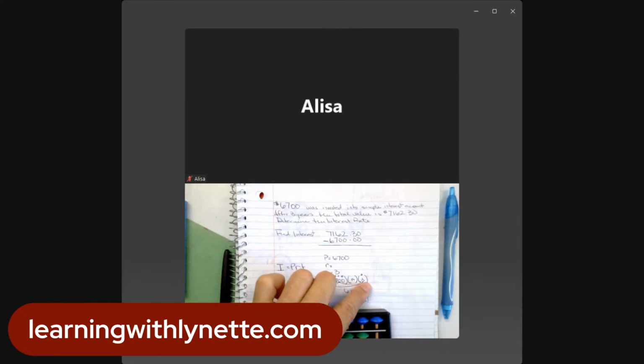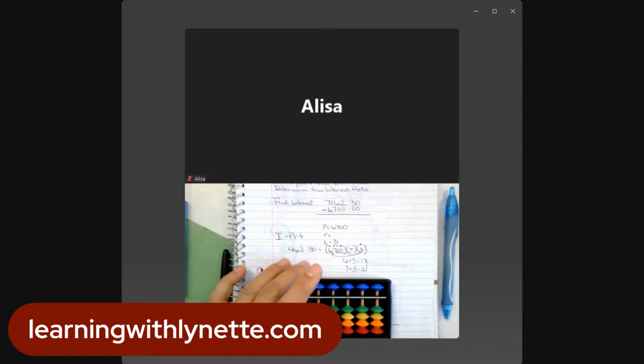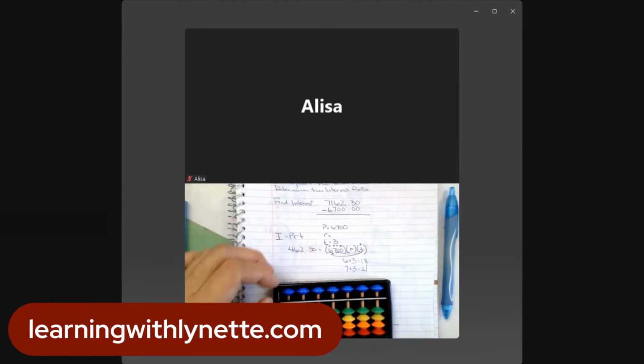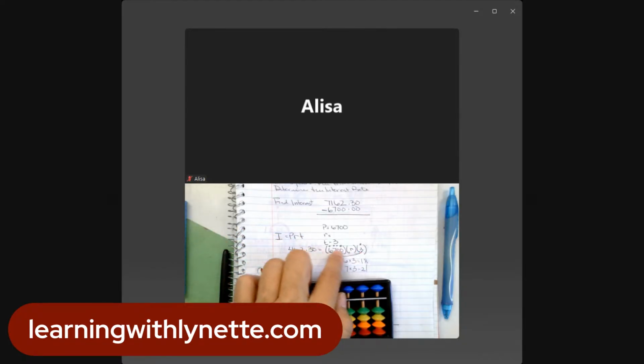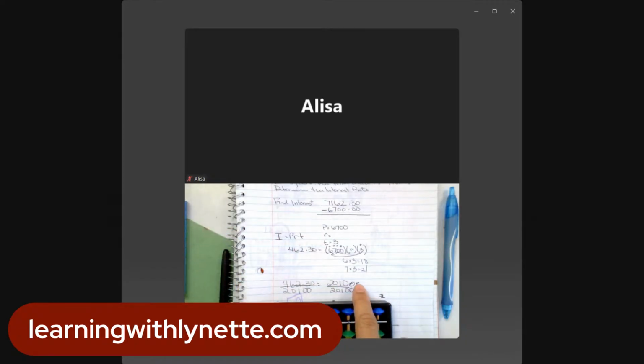We're going to clear this out and distribute. This is how we do multiplication. 6 times 3 is 18, 1 and 8. Then 3 times 7 is 21. Add the 2, add the 1. My final answer is 20,100. So we have R, but we need to isolate the R.